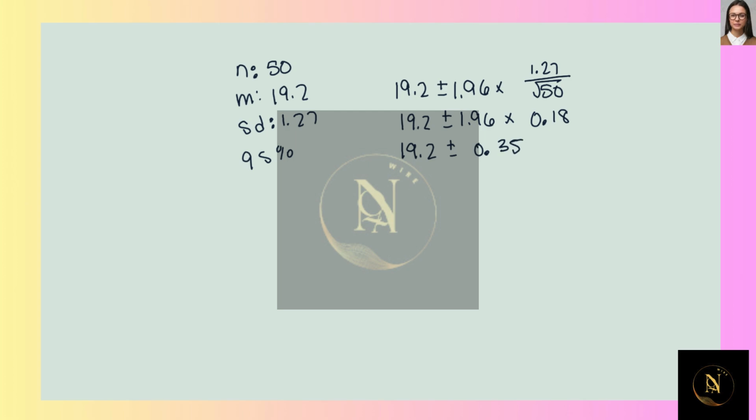So 19.2 minus 0.35, and that's 18.85, comma. And then if I add those two together, then I get 19.95.